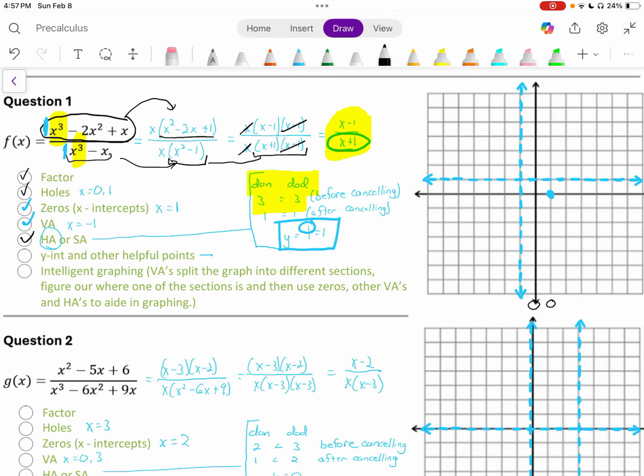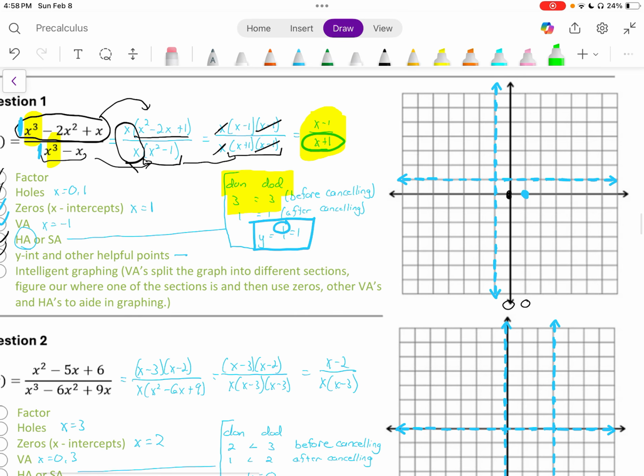And then for our y-intercept, we would plug in 0 for x. However, we have a hole at x equals 0. Now, we could put a dot here because that will help us graph it, but there will be a hole there. And then we want to graph.